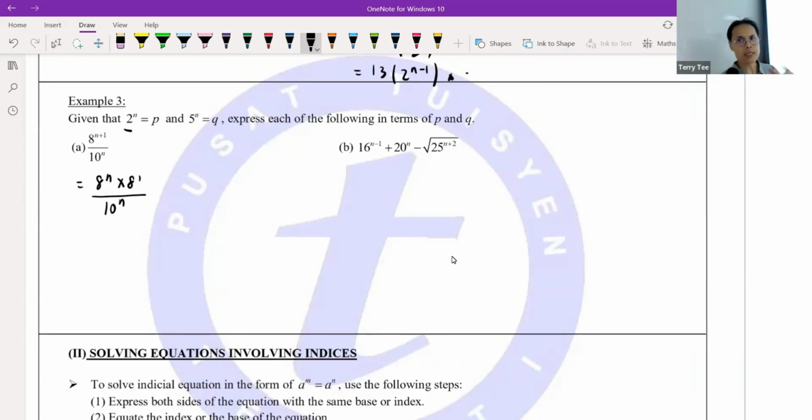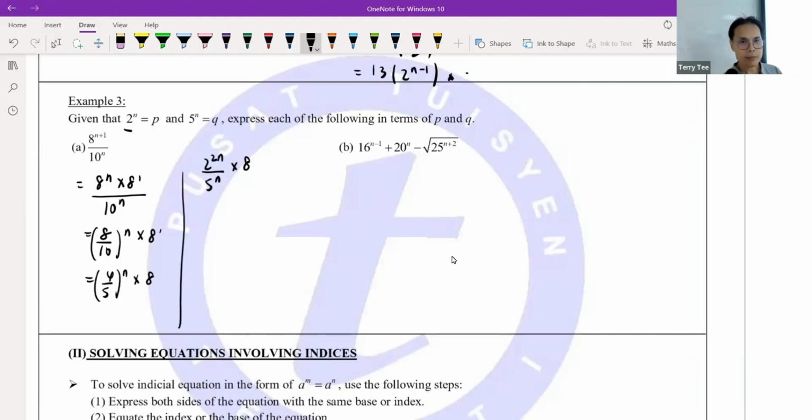Yeah, there are many ways to do it. You can change the 8 to 2 power 3 straight away. Up to you. I will now divide 8 and 10, bracket power n, times 8. Since they have the same power, we can group them together. 8 divided by 10 is what? 4 over 5. Both of them have power n, right? So we can write 4 as 2 power 2. There's an n here, a 5 with the n, and you multiply by 8.